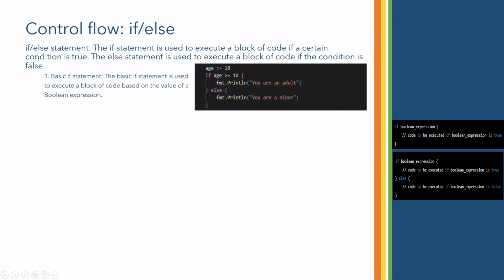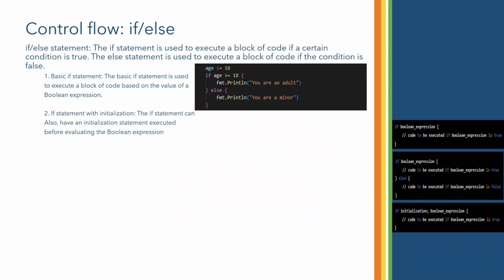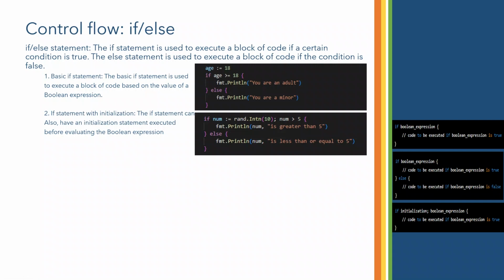The basic statement is as we discussed. In this case, if age is greater than or equal to 18, then print you are an adult. Else print you are a minor. The second variation is the if statement with initialization. The if statement can also have an initialization statement executed before evaluating the Boolean expression. The general expression looks like this: if initialization, Boolean expression, and execute the code if the Boolean expression is true. Example here: num is initialized with a random 10. If num is greater than 5, then print num is greater than 5. Else num is less than or equal to 5.